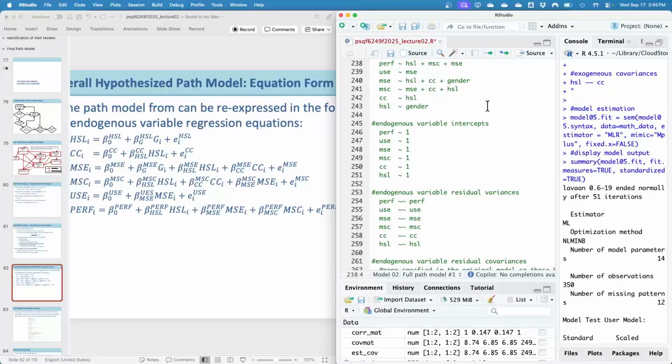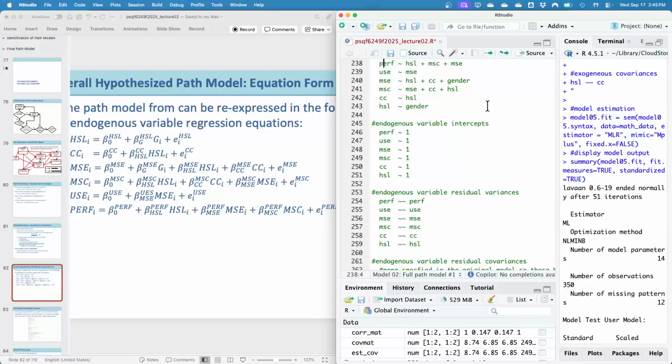Now again, I'm being ridiculously verbose in the syntax here. I don't necessarily need to put the ones here. Depending on how I estimate, if I use the sem function in lavaan, it'll put them in for me. Some lavaan functions won't, but don't worry about that for right now. So we have our intercepts, we have our residual variances as well.